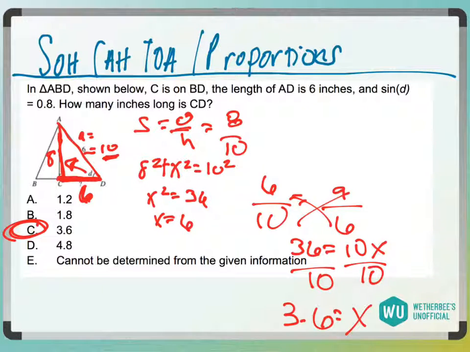So again, with SOH CAH TOA, things are always in lowest terms, right? And so it doesn't mean that just because this is 8 and this is 10, it's the actual side length. But we can make a proportion if we have one of the actual side lengths to figure out this actual side length. Answer choice C.